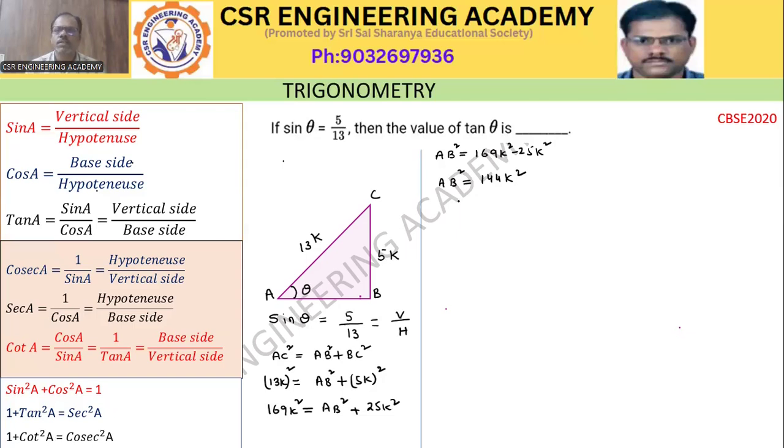AB is equal to root of 144k square. AB is equal to 12k, that is base 12k. Tan theta is equal to vertical side by base. Vertical side, that is 5k divided by base 12k. Tan theta is equal to 5 by 12.